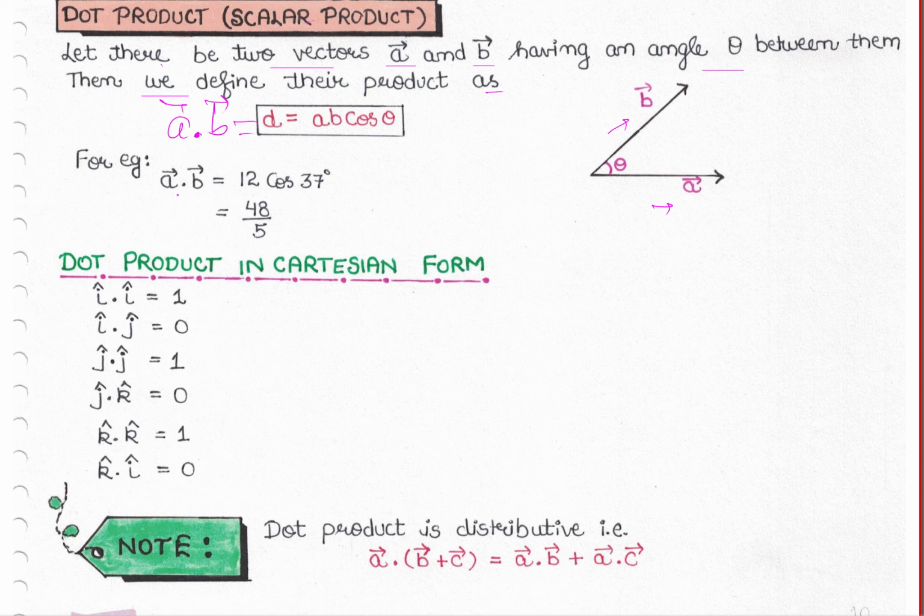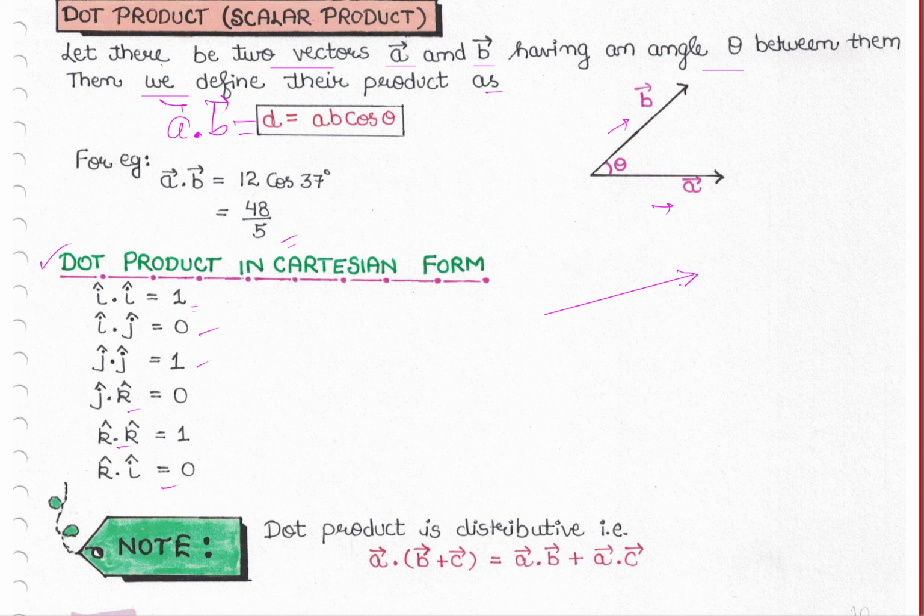Okay, so take an example: a dot b is equal to 12 cos 35 degree, or we can write 48 by 5. Okay, so dot product has some properties. I dot I is equal to 1, I dot j is equal to 0, j dot j is equal to 1, j dot k is equal to 0, k dot k is equal to 1, k dot I is equal to 0. So why I dot I is equal to 0?